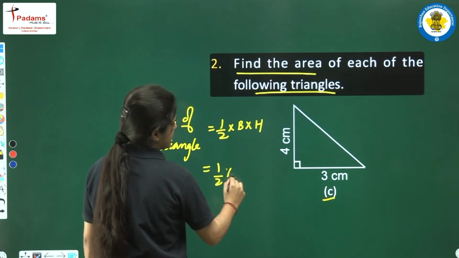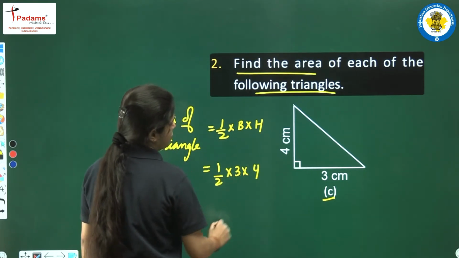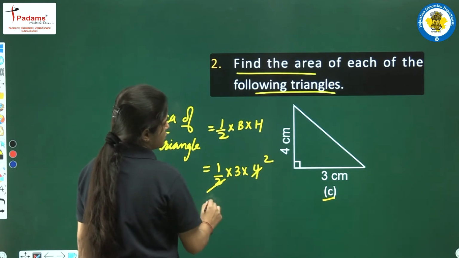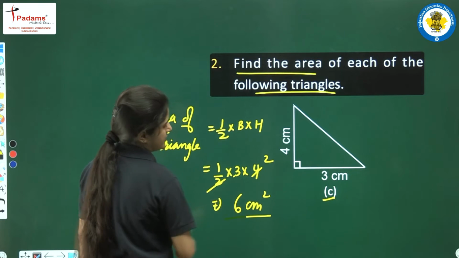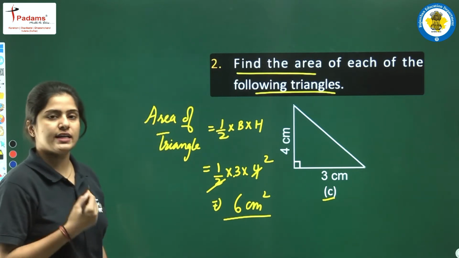Half into base, that is 3, and height is equal to 4. So this is 2. 3 into 2, that is 6 centimeter square. This is the triangle's area.